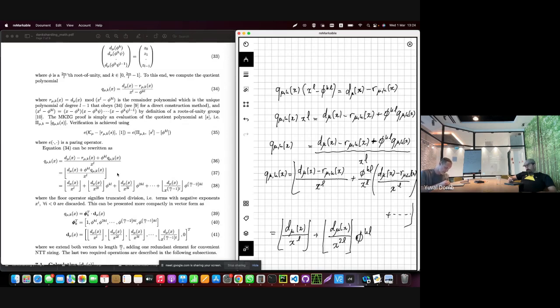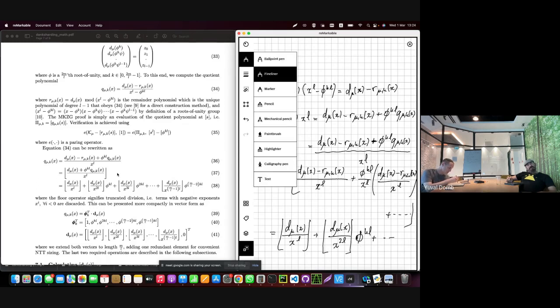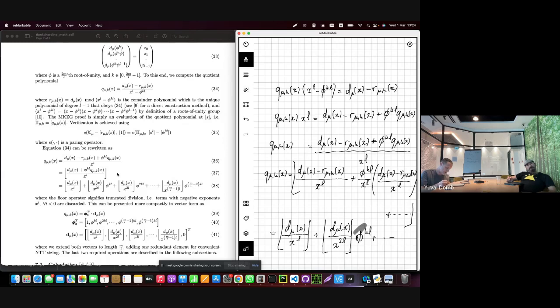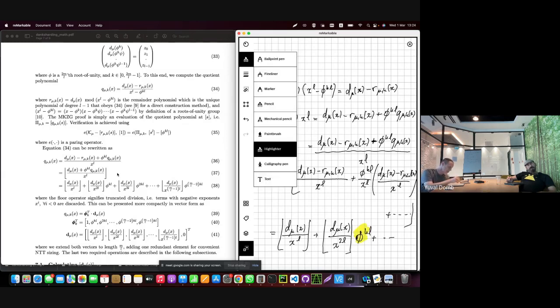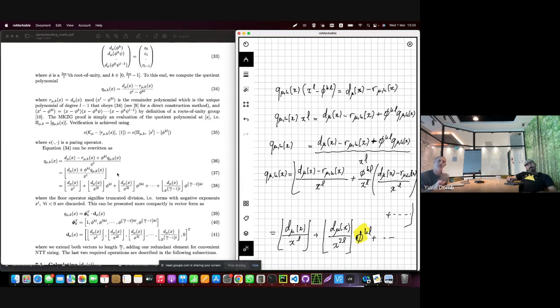Don't forget that with the floor operation, I'm actually only interested in things that are powers of x. I'm not so interested in the constant terms, and that's why I don't mind this term. I can take that out of the floor operation because it's a constant term, so it doesn't bother me. And that is pretty much it.